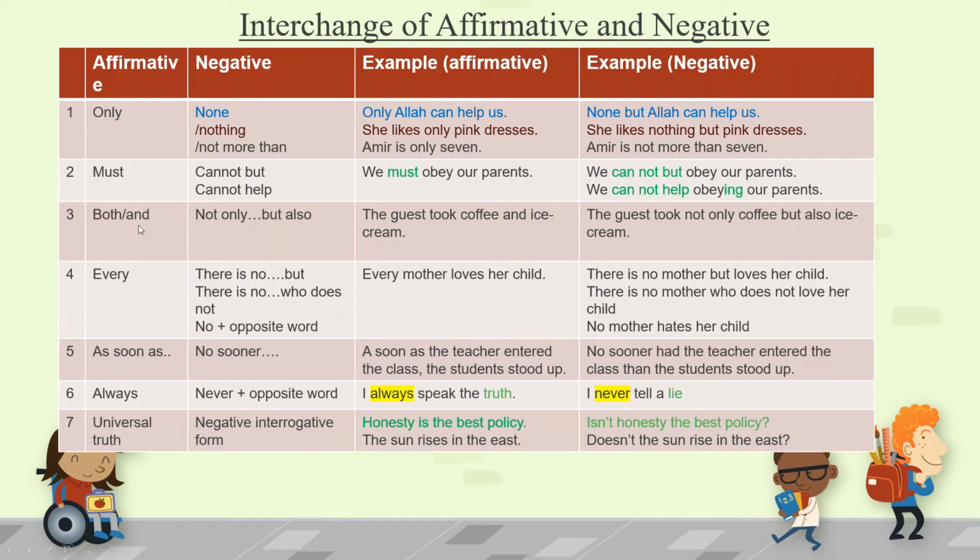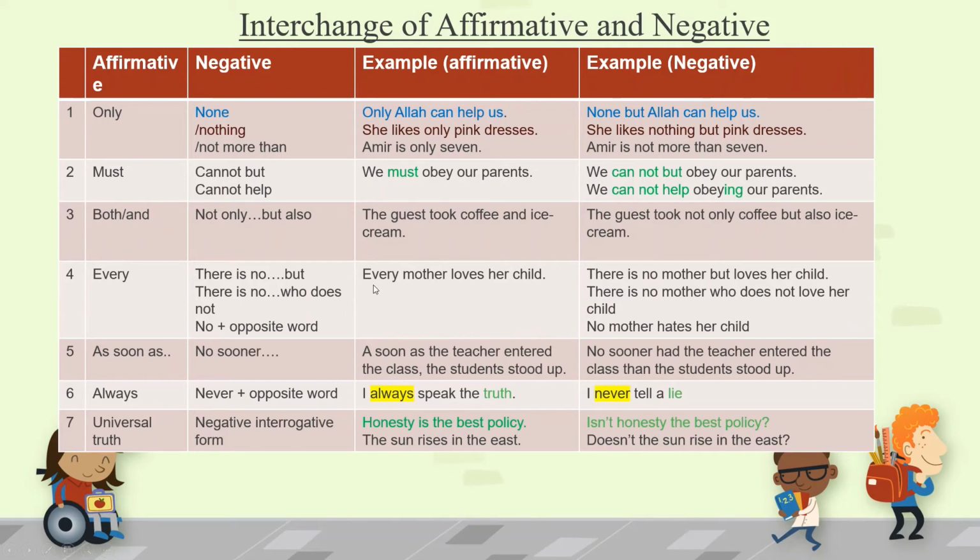Rule number 3, sentences containing both and are transformed into negative using the not only but also structure. The guest took coffee and ice cream. These two objects, coffee and ice cream, are connected using and, a coordinating conjunction. Therefore, we use the structure not only but also. You see, not only is used before coffee and but also is used before ice cream. The guest took not only coffee but also ice cream.